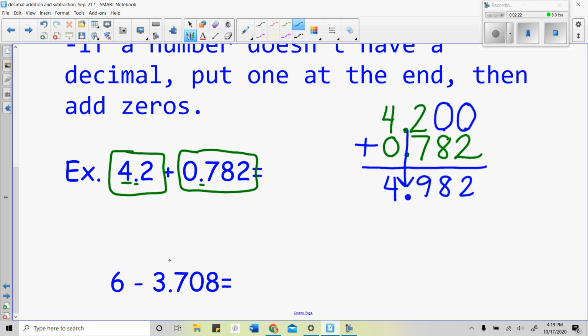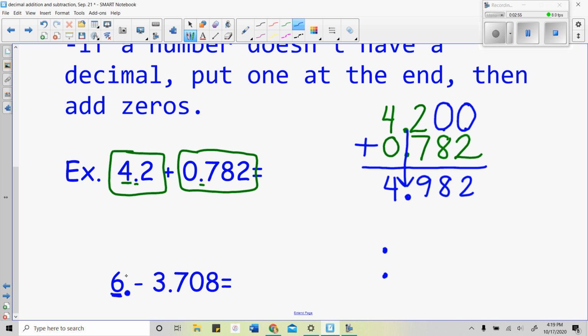Now looking at this next problem, 6 minus 3 and 708 thousandths, we have a little bit of an issue because the 6 does not have a decimal, but you have to have a decimal in order to line it up. Now the 6 is in the ones place, and the decimal always goes to the right of the ones place. So if you're ever missing a decimal, you just put one directly to the right of the number. It always goes on the end. So I'm going to go ahead and line up my two decimals because that's the most important part.